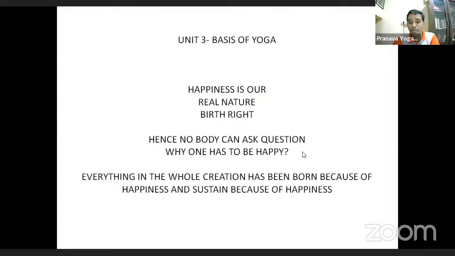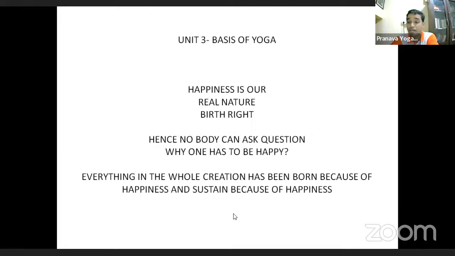hence nobody can ask a question why one has to be happy. Yaake nenu happy agirbekunte yaru question kelakagalla. Because that is our real nature. That is our right. That is our birthright. Everything in the whole creation has been born because of happiness and sustained because of this happiness.